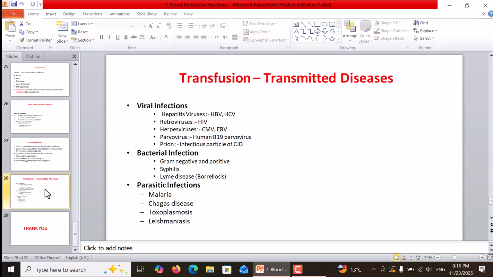The last transfusion reaction is called transfusion-transmitted diseases, such as viral infection. Viruses that can be transmitted by blood include hepatitis B and C, retrovirus HIV, herpes virus, cytomegalovirus, Epstein-Barr virus, parvovirus B19, and prion, the infectious particle of Creutzfeldt-Jakob disease. Bacterial infection could include gram-positive and gram-negative bacteria, sepsis, and Lyme disease. Parasitic infection includes malaria, Chagas disease, toxoplasmosis, and leishmaniasis.